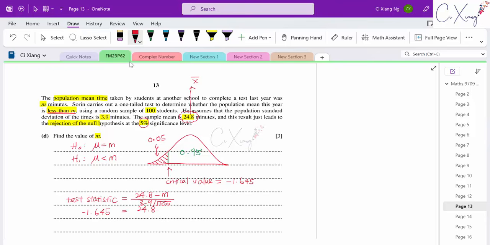So I'm having 24.8 minus the mean divided by 3.9 over 10. Try to move all the numbers here and there, and we can get the value of m. If you didn't make any careless mistake, the value of m should be 25.44155, which, to 3 significant figures, is m equals 25.4. So this is basically how we solve this question, number 6.